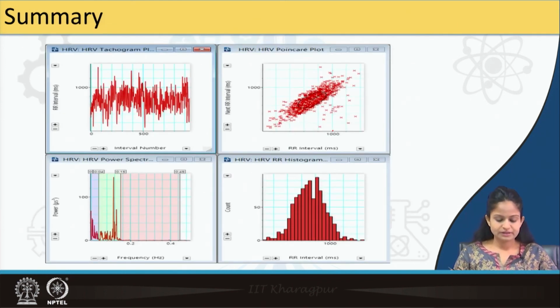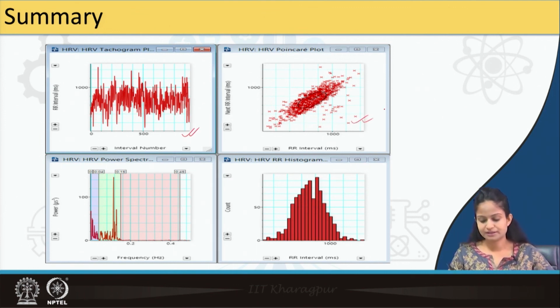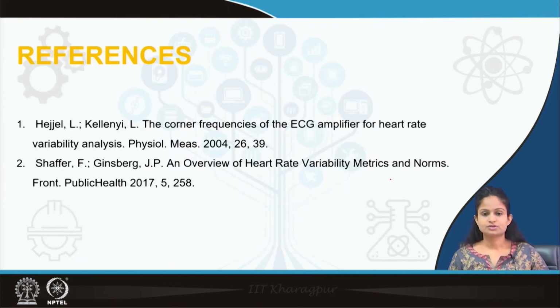In this summary we can see the HRV tachogram. This is the Poincare plot analysis, which we will discuss later. This is the power spectral analysis, and this is the geometrical analysis from the histograms. So, these are the references.